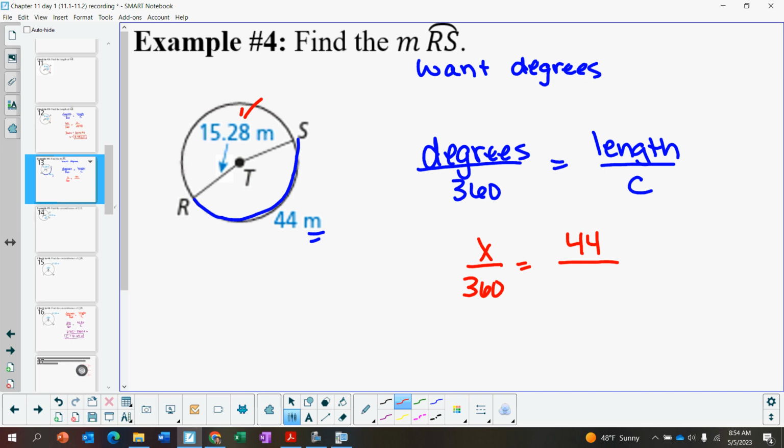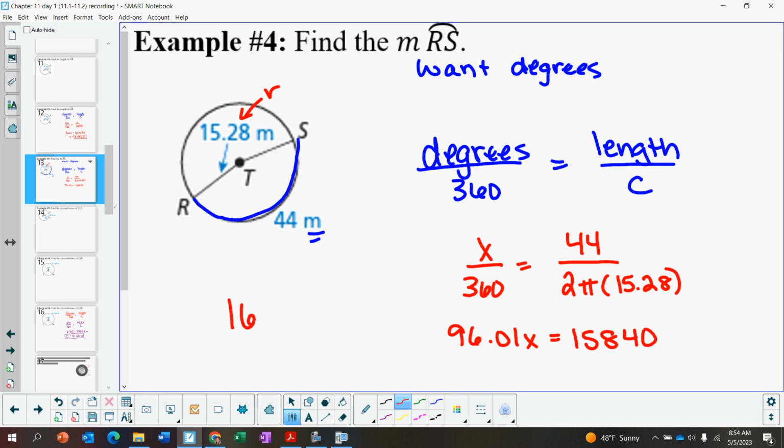And I know the radius is 15.28, so we're going to use 2 pi r, so 2 pi 15.28. So this is going to end up being 2 times pi times 15.28, 96.01. So 96.01x equals 44 times 360, we get 15,840. And I'm going to divide by my answer, and I get about 164.99 degrees. If you said 165 at this point, I'm probably okay with that.